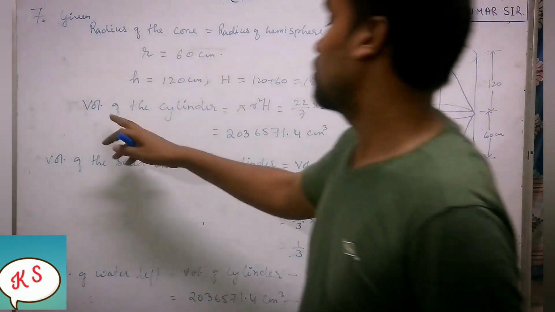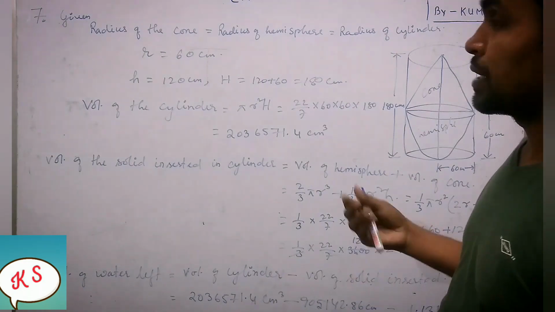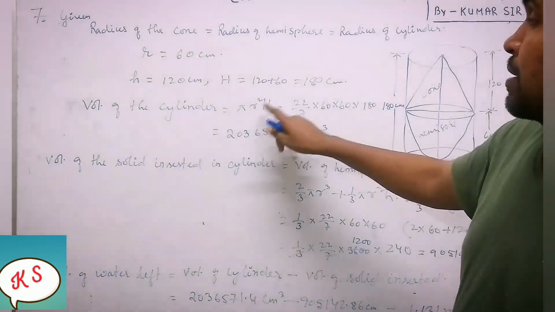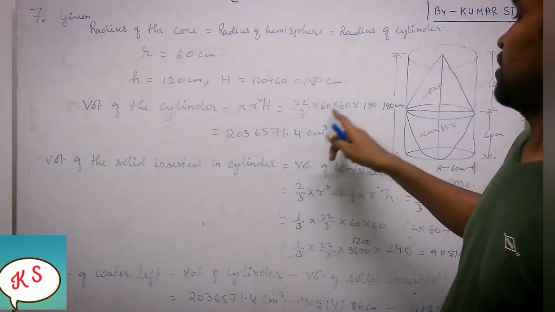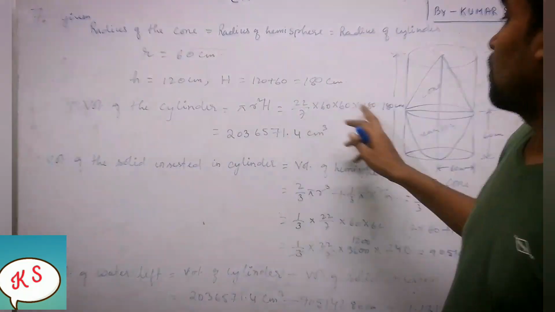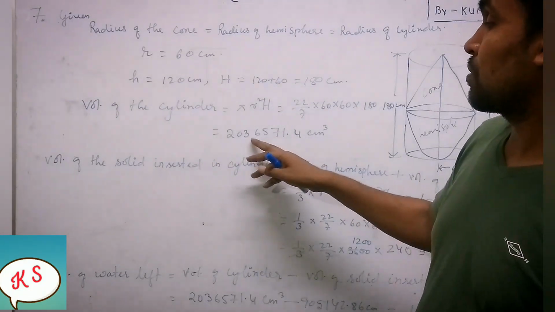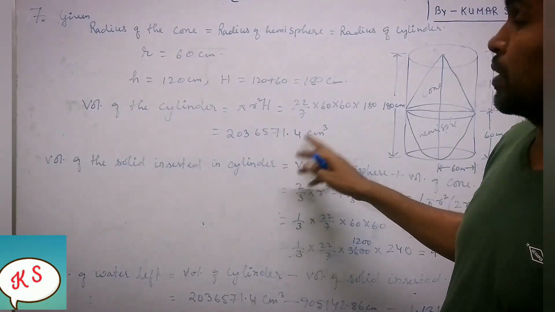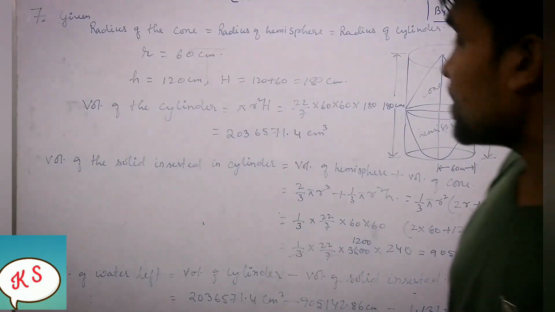Now we calculate the volume of the cylinder. The formula is pi r square H, so 22 by 7 into 60 into 60 into 180. When you multiply and divide, you will get 2036571.4 centimeter cube. Okay, fine.